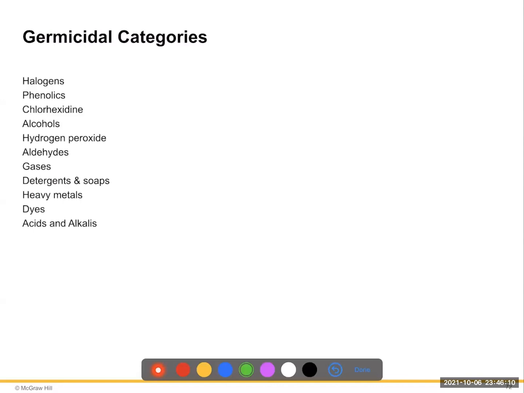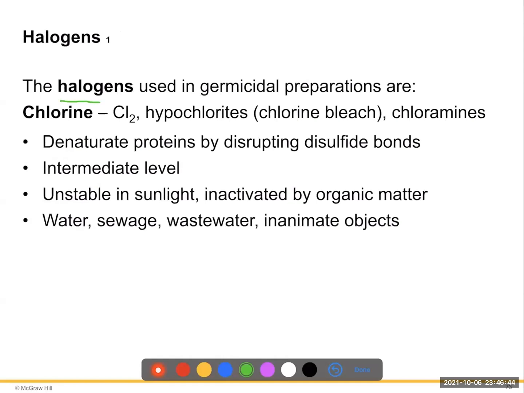All right, so these are the different categories of germicides that we're going to talk about. We have the halogens, which are chlorine, bromine, fluorine, and iodine. If you ever have a swimming pool or a spa, you use chlorine and bromine to keep your water at good levels where it's healthy, not full of pathogens. Then the phenolics, chlorhexidine, alcohols, hydrogen peroxide, aldehydes, gases, detergents and soaps, heavy metals, dyes, and acid alkyls. Okay. So with the halogens, chlorine and bromine are the two big ones.